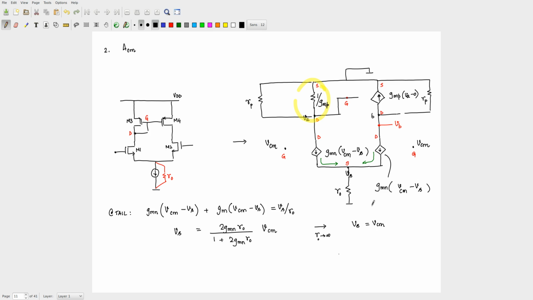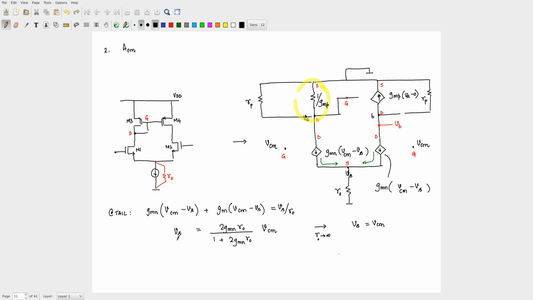Vs becomes equal to Vcm, which is reasonable because if I give in a Vs here and I am looking at the output here, this is essentially like a common drain amplifier, right? So the source will track the gate, and that's what you're seeing here. Okay, so that is the result for Vs.